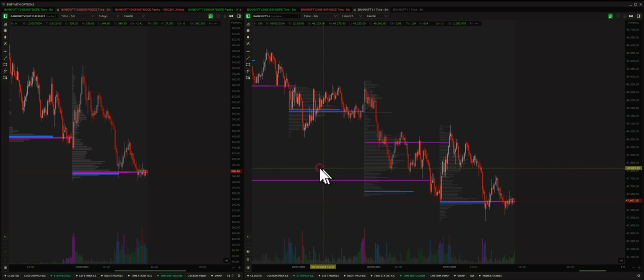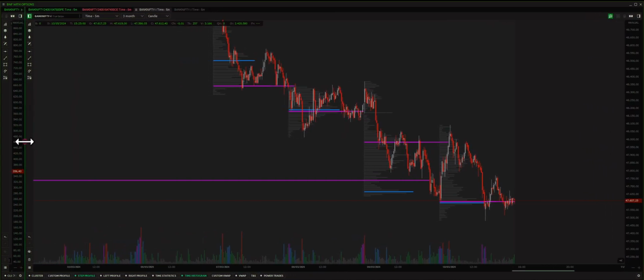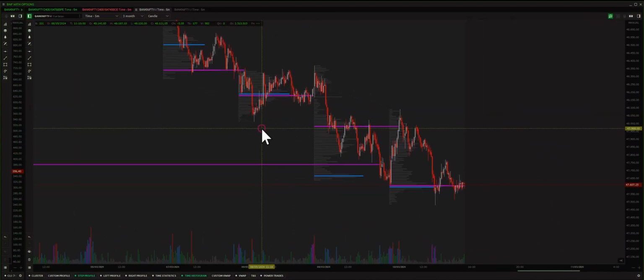Before we start, I have on my right side the Bank Nifty chart, which is the only chart we're going to discuss today. We're not going to go deep into the corresponding options chart. So we'll just expand this now.